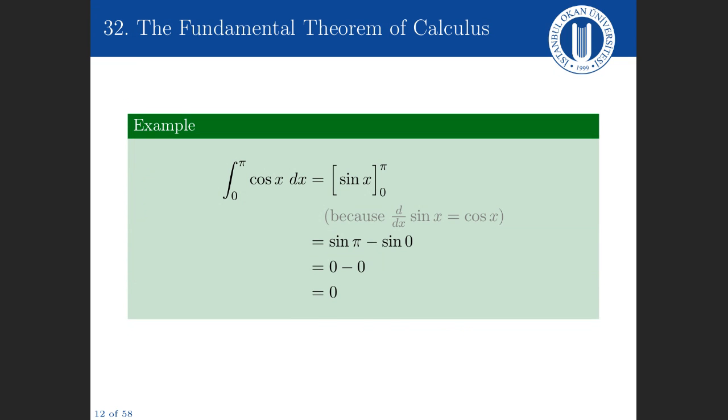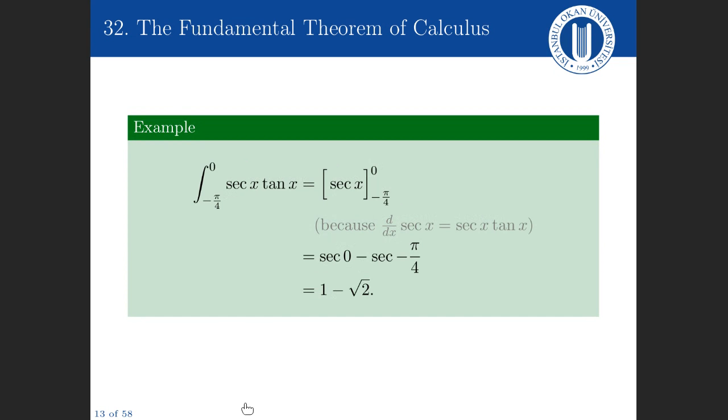For example, the integral from 0 to pi of cos x dx. Remember, we always use radians in calculus. An antiderivative of cos is sine, because the derivative of sine is cos. So we have sine x calculated at 0 and pi. That means sine of pi minus sine of 0, or 0 minus 0, or 0.